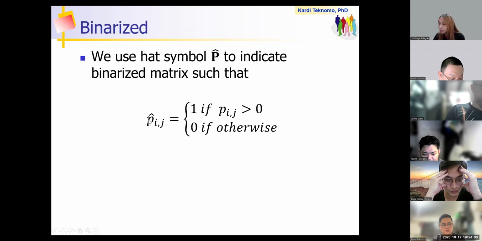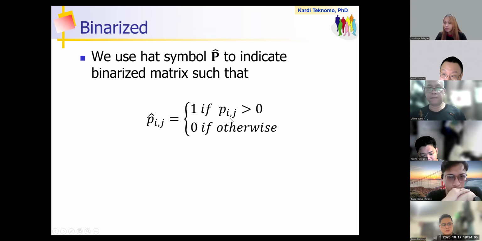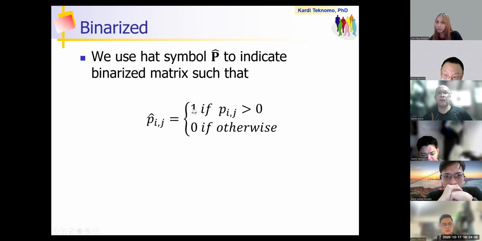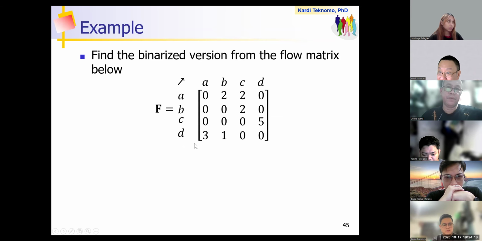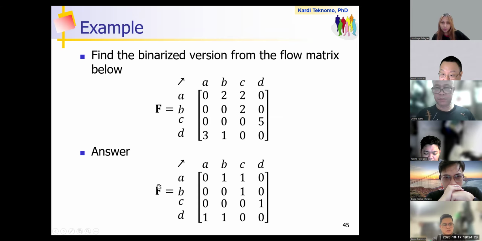So let's define this operator. If I put the heart, then everything that is positive will become 1, otherwise it becomes 0. With this operator, for example, this is the flow matrix. Can you see this? So 2, 2, 2. If I apply the heart operator to F, suddenly all become 1. The ones that are positive become 1. The 0 is still 0.